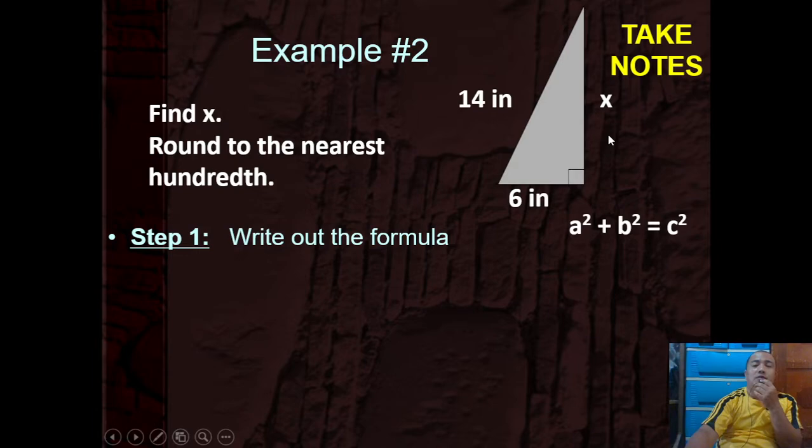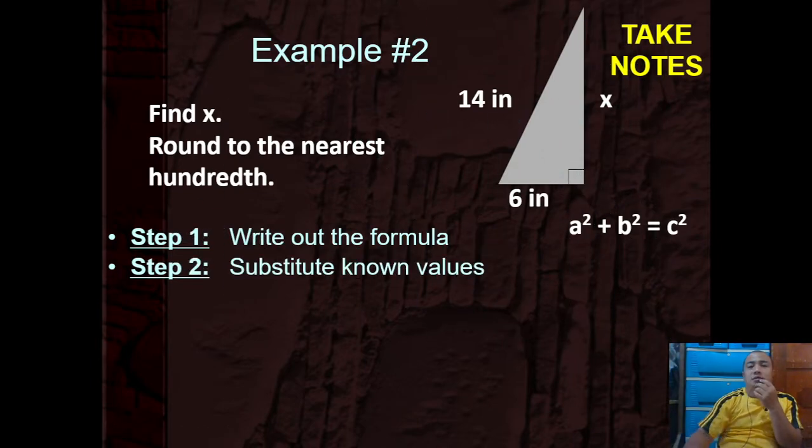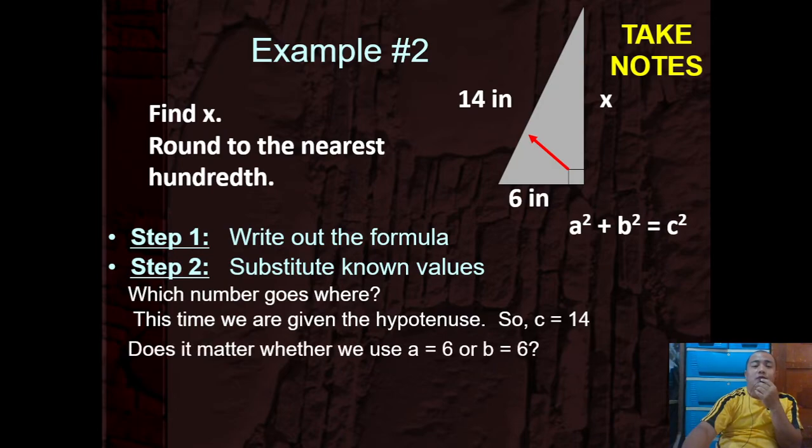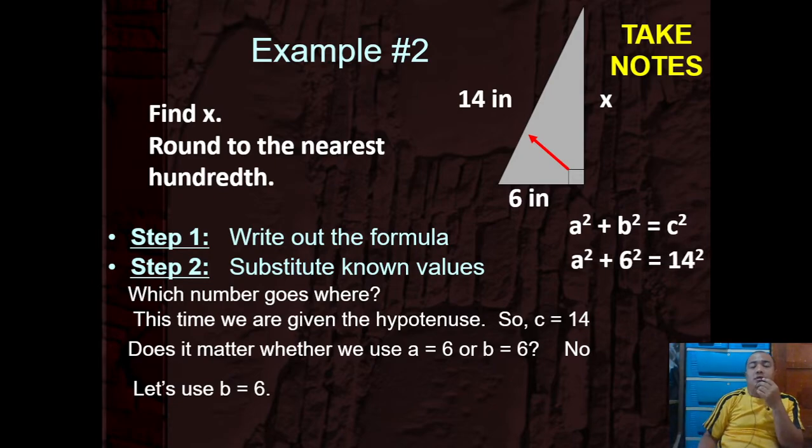A squared plus b squared equals c squared. Step 2, substitute known values. Which number goes where? This time, we're given the hypotenuse, opposite of the right angle. So, c is equal to 14. Does it matter whether we use a equals 6 or b equals 6? Again, the answer is no. So, let's use b equals 6. In this case, we're trying to solve for a. So, a squared plus 6 squared equals 14 squared.